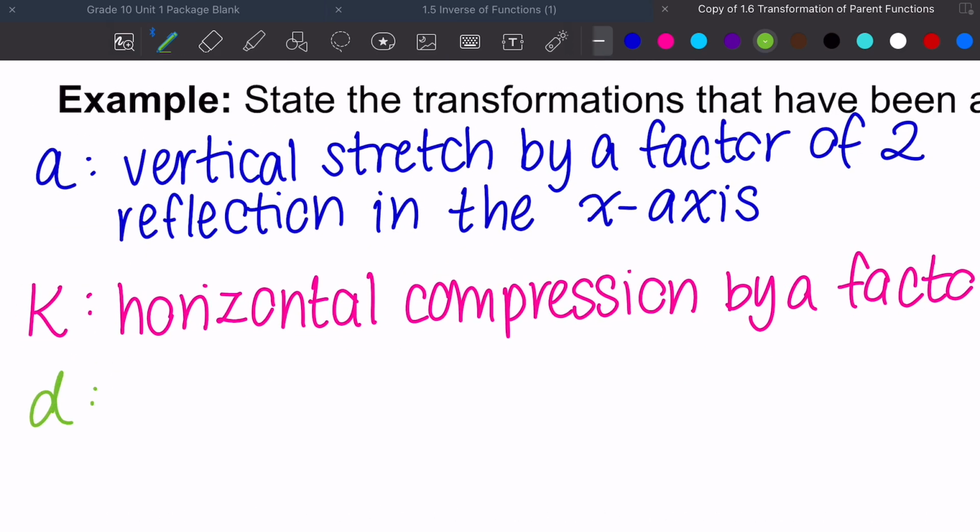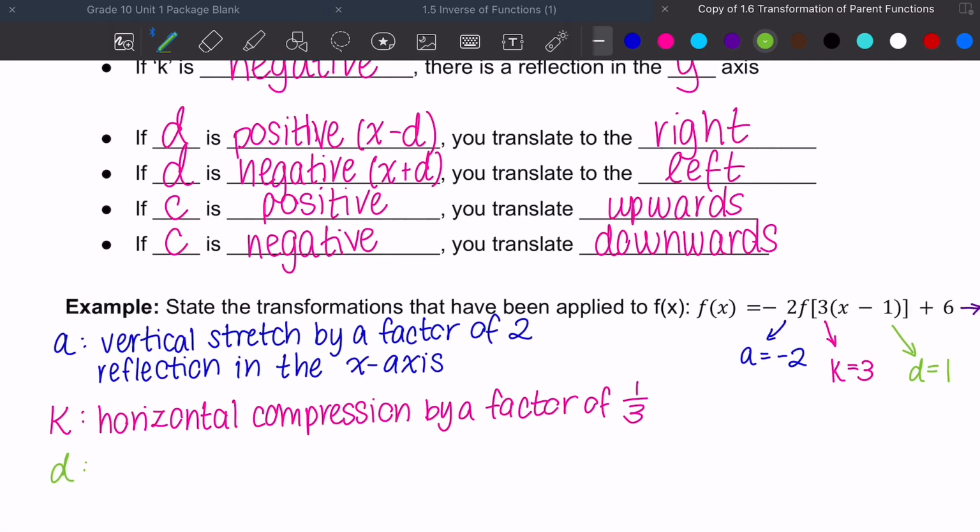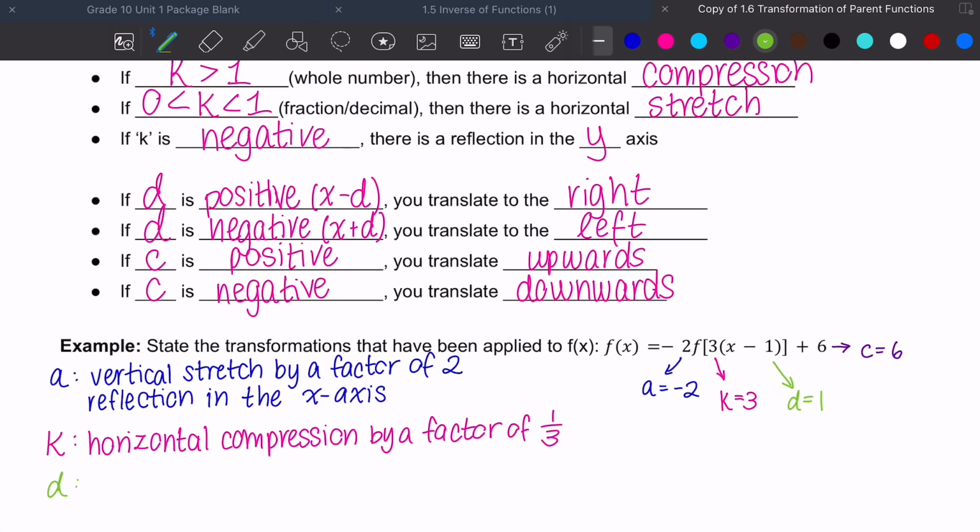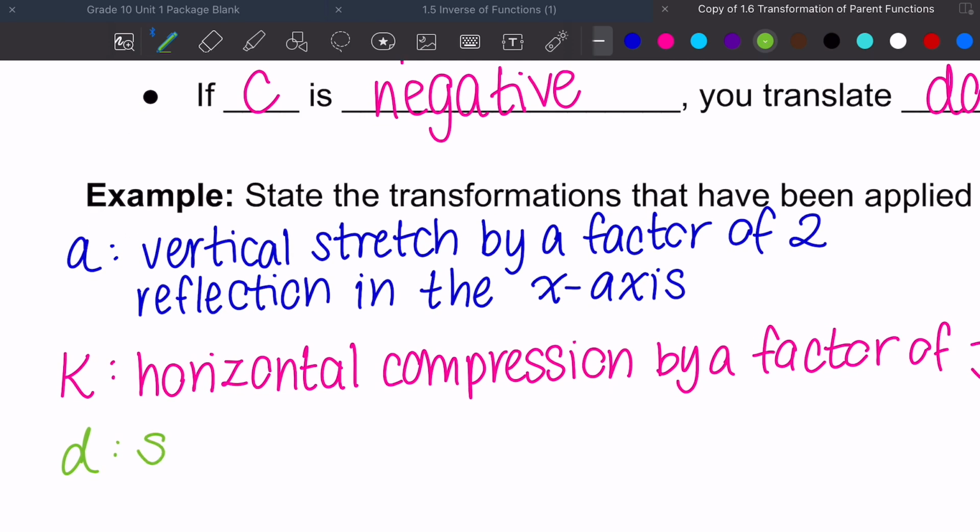D, we said is +1, or we've got this x minus 1 in our bracket, which we said, okay, if I've got x minus a value or our D value is positive, then I'm moving to the right. So this is a shift 1 unit right.